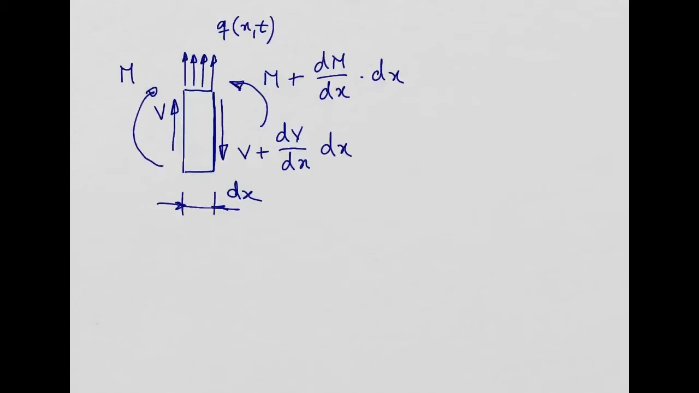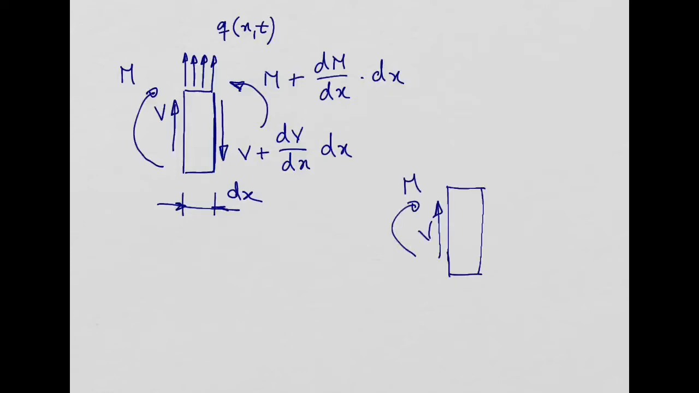So, of course, if you don't have this distributed load here, you will have at the end something like this. I'm going to very quickly do it here. You will have V on this side and M here. And on this side you will have V and M like this, right?